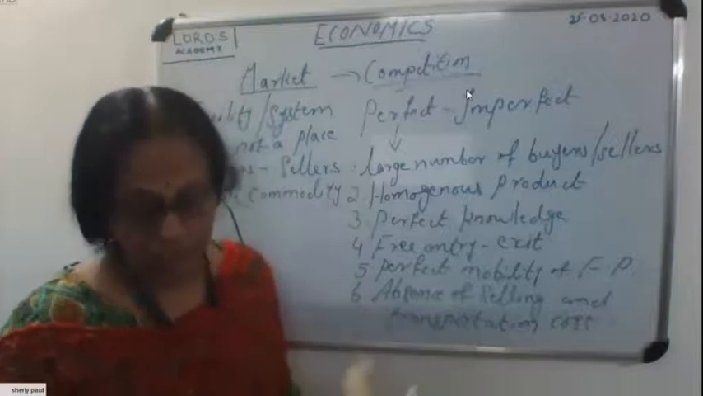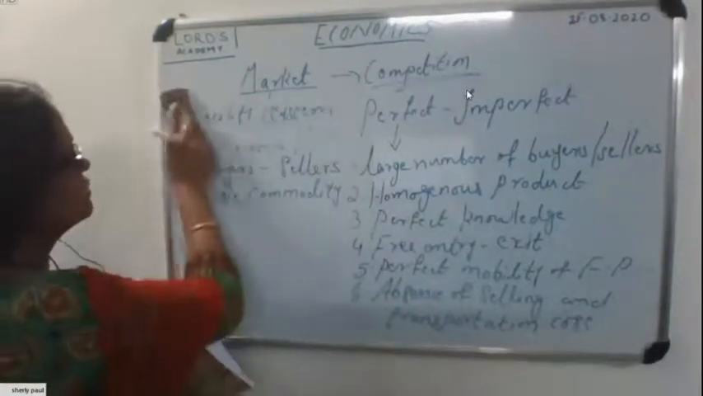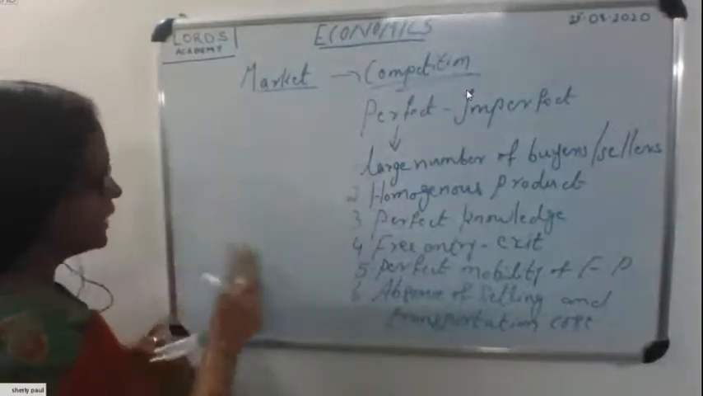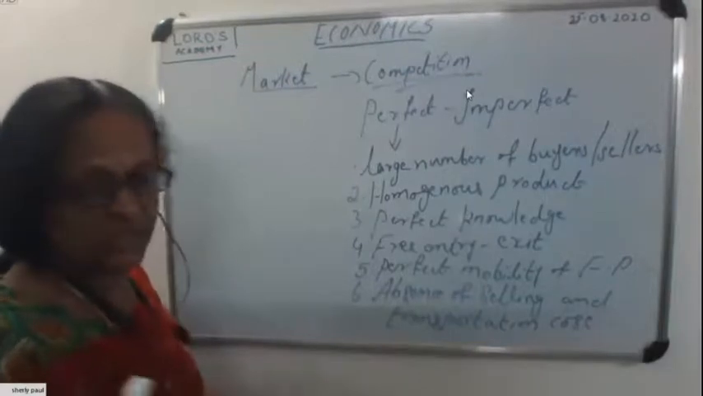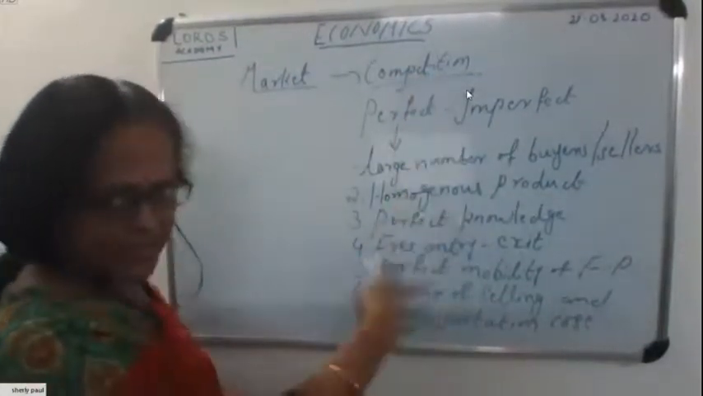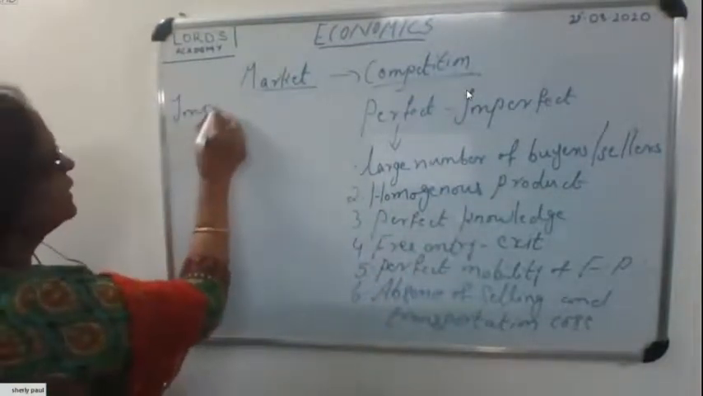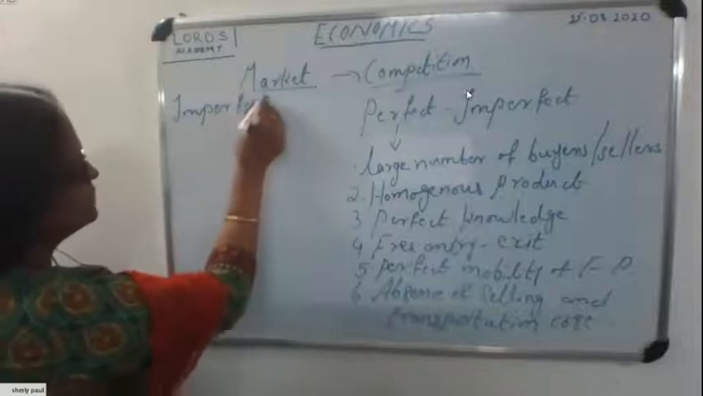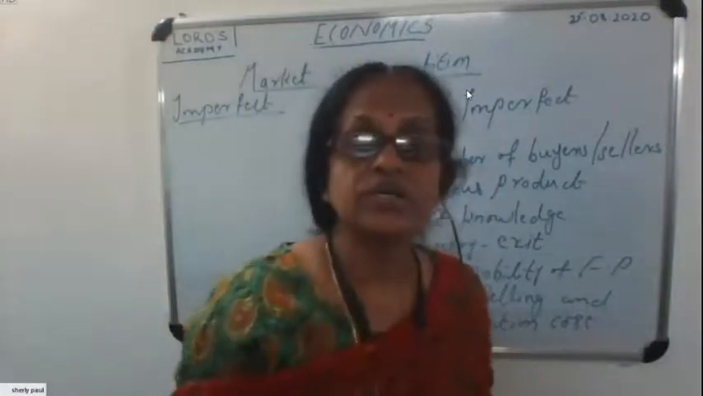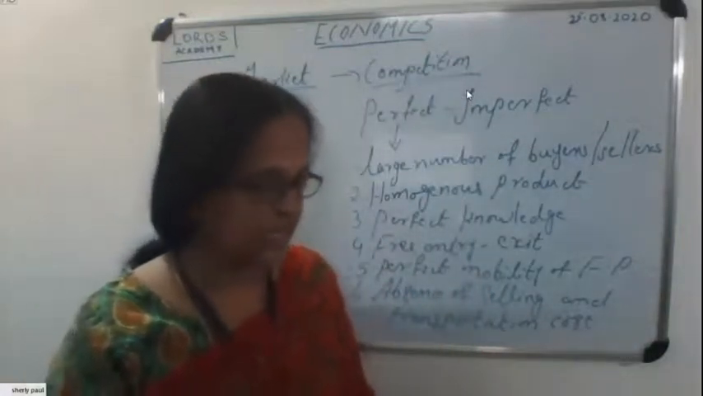Now we are coming to the imperfect competition. When we are studying about imperfect competition, we have to study different types of market. In perfect competition everything is perfect, clear. But in imperfect competition, we have to study three types of market. First one is monopoly. In your textbook, imperfect competition is given there.